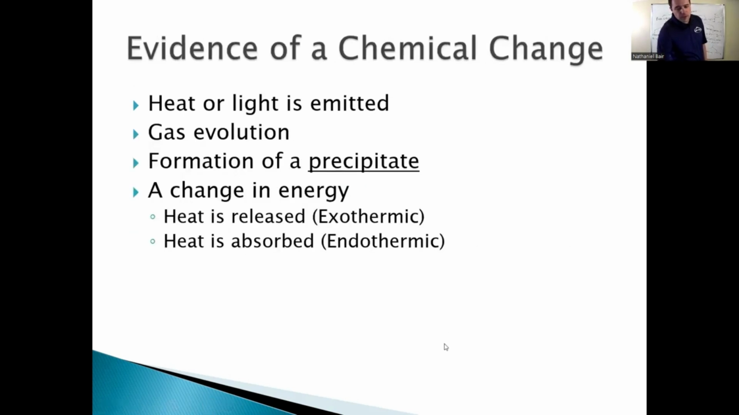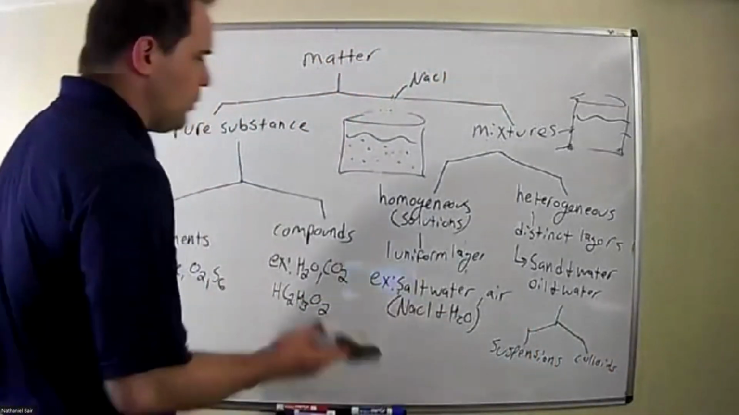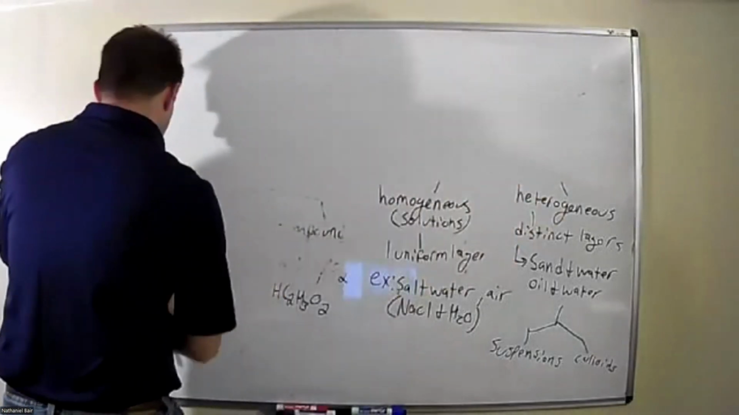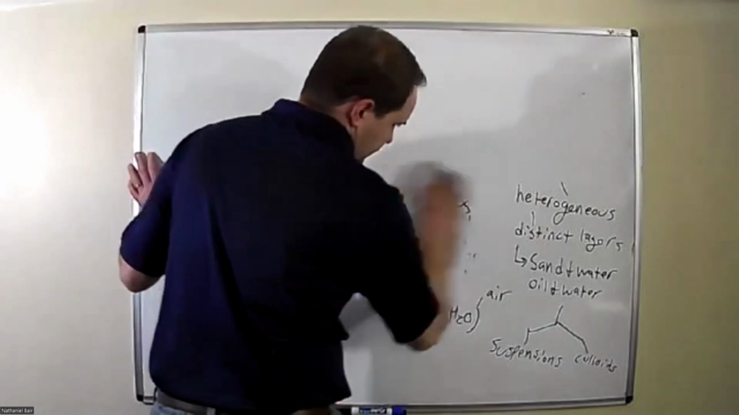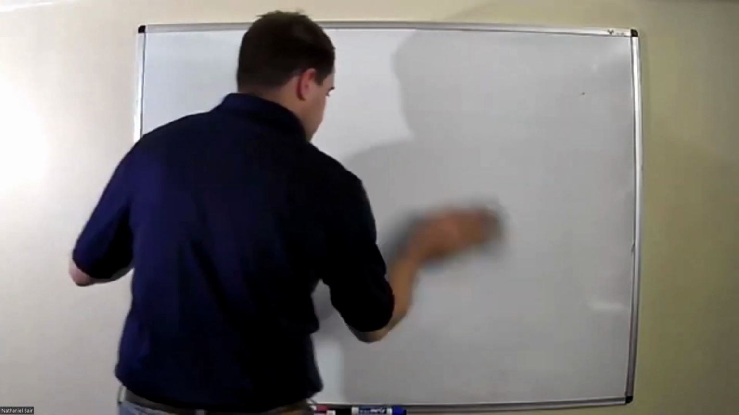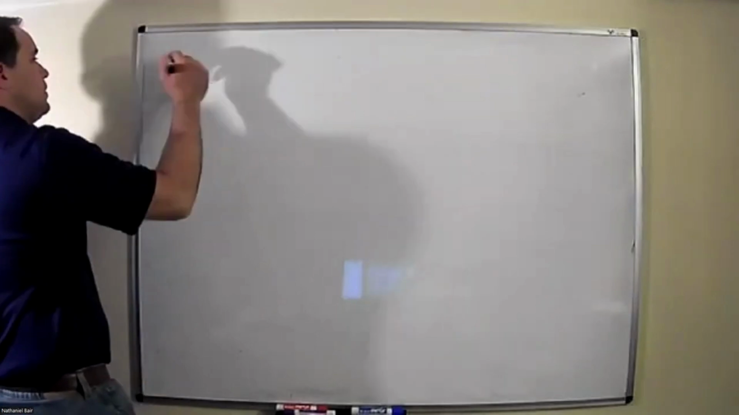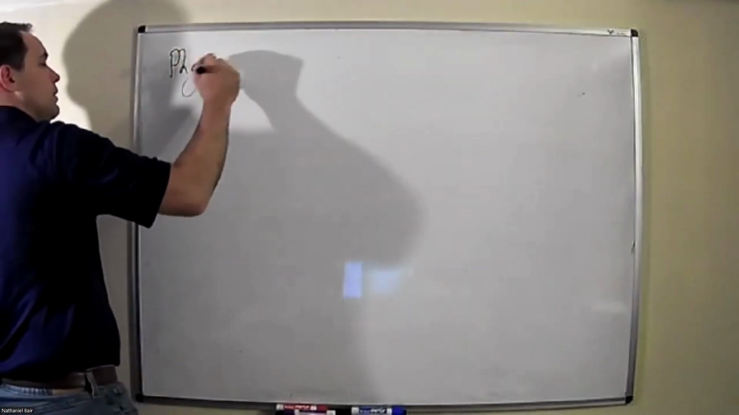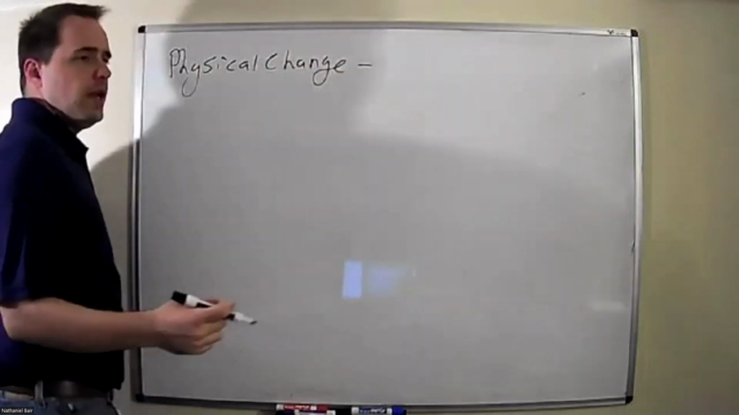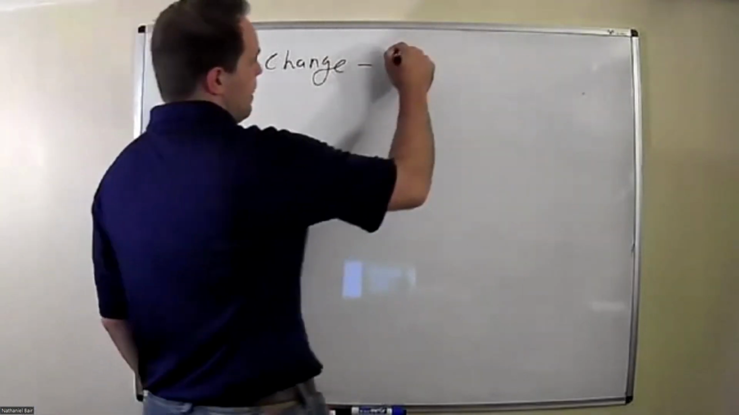Let's get the 5 signs. Let's do physical change, chemical change. Let's get that all written down. I like to add some to that slide anyway. So let's start with physical changes. Right, physical change. A physical change is a change in an object's size, shape, or state of matter.